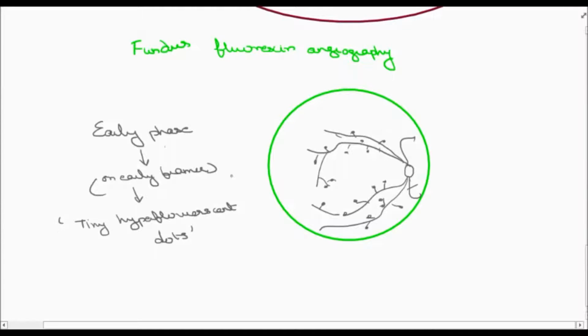In the early phase they are seen as tiny hyperfluorescent dots, whereas in the late phase there is diffuse hyperfluorescence due to the leakage of the fluorescent material out of the vessels.